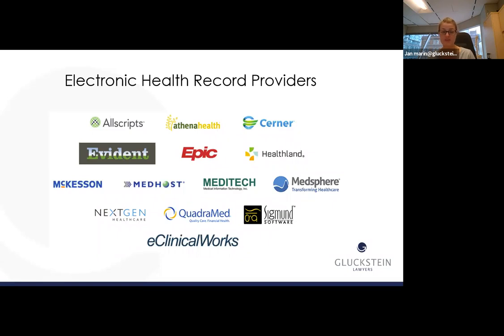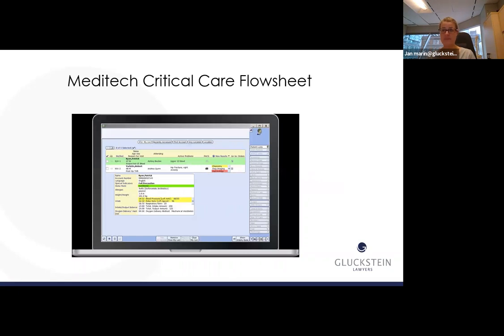In Canada, the three main providers are Meditech, Cerner, and Epic. And while there are many others, you will certainly see them in your practice. These are the three biggies that have a decent market share and that you're certainly going to come across in your practice. So looking at some of these individually, Meditech is one.